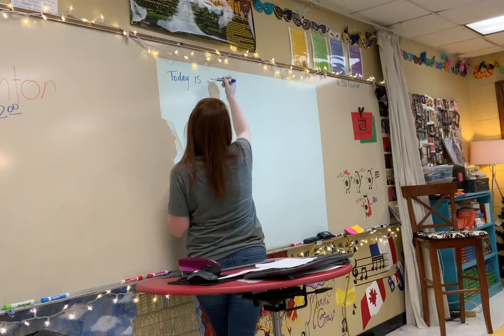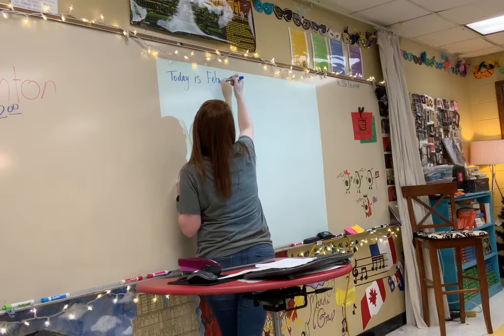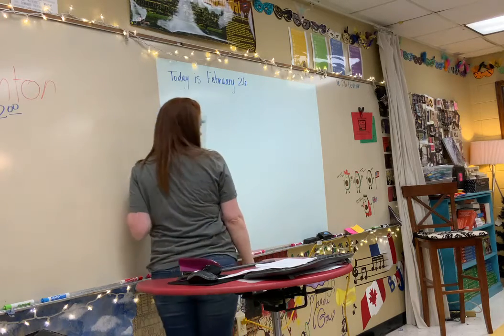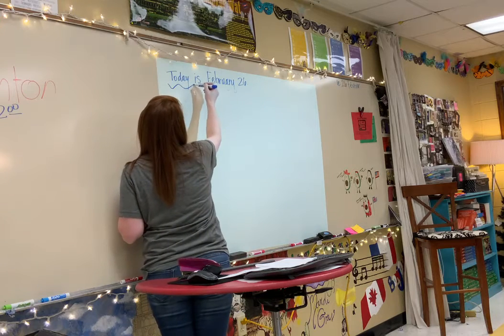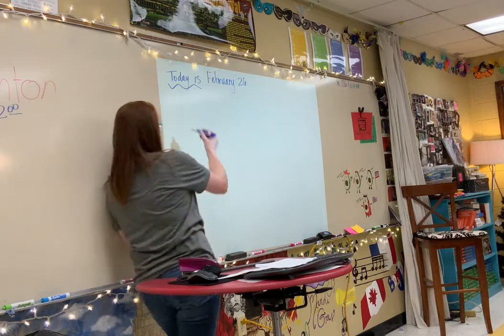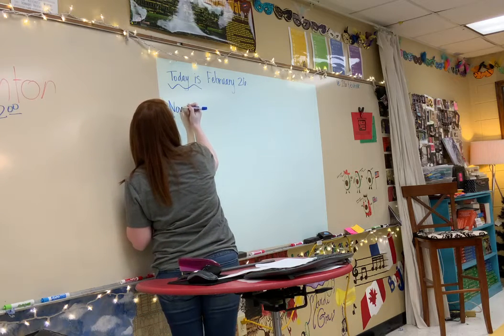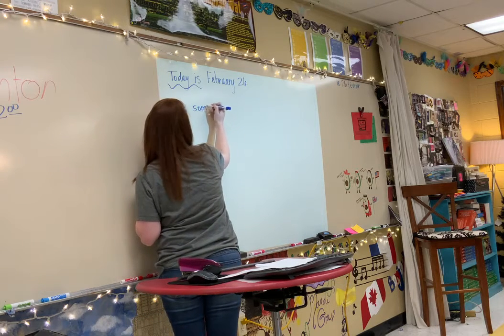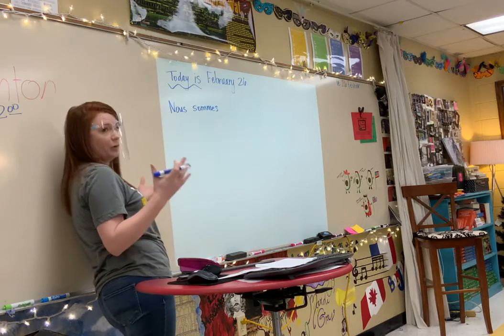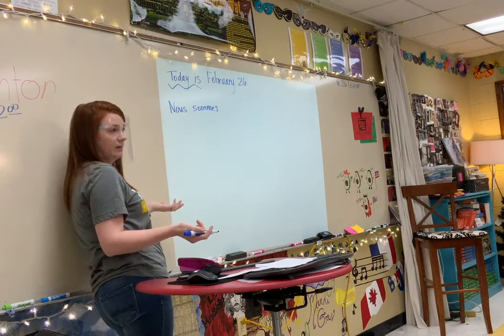Okay, we would say February 26th, right? Alright, based on your vocab, how do you say "today is"? Nous sommes. Okay? Then you already know how to write the date because you've seen it on the board. What do you write for February 26th?